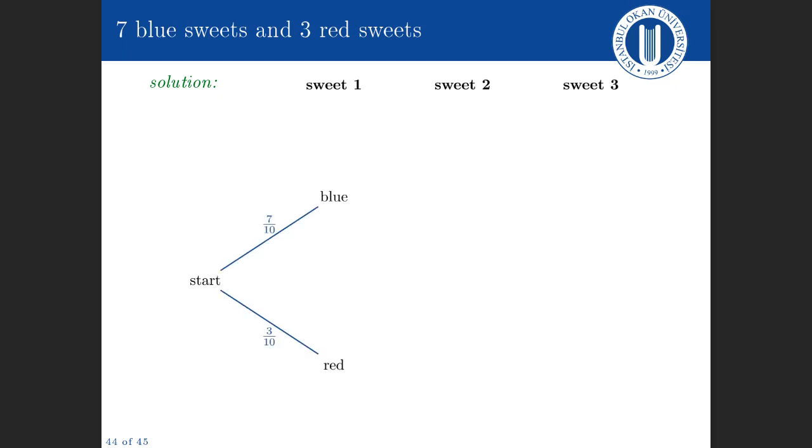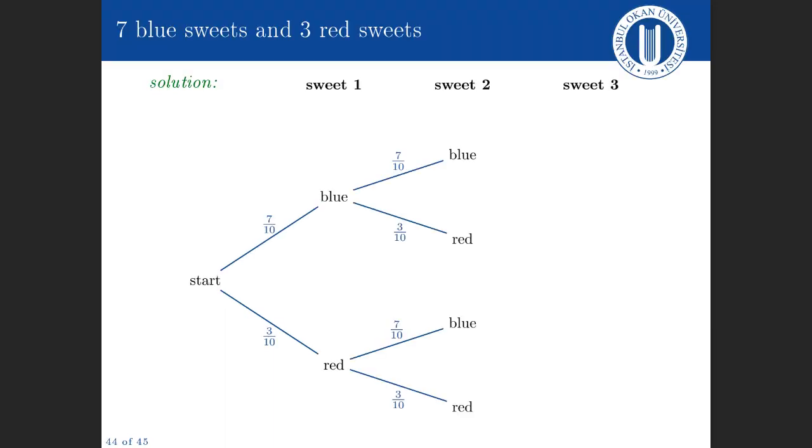First, the first sweet could either be blue or red. And as I said, we have 10 sweets, so the probabilities are 7 over 10 and 3 over 10. And then he puts the sweet back in the bag, and then he shuffles it all around, and then he picks a sweet at random. So again, the probabilities are going to be 7 over 10 and 3 over 10. But this time he eats that sweet.